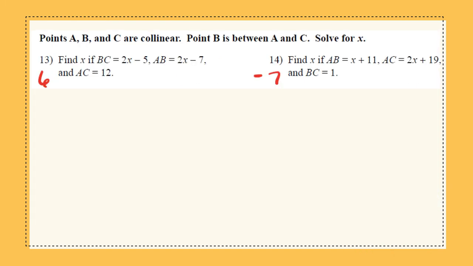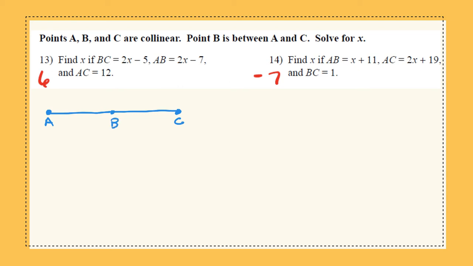Here we're told points A, B, and C are collinear. Point B is between A and C. Solve for x. So clearly we're going to be using the segment addition postulate here too. So here I'm going to just draw the line segment A, B, C. I'm going to write A here, and C here, and just B here. It's a little rough draft.